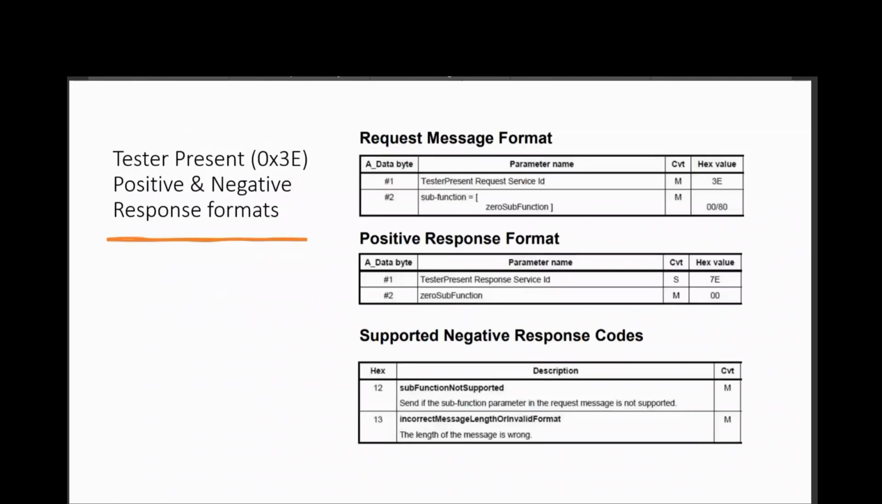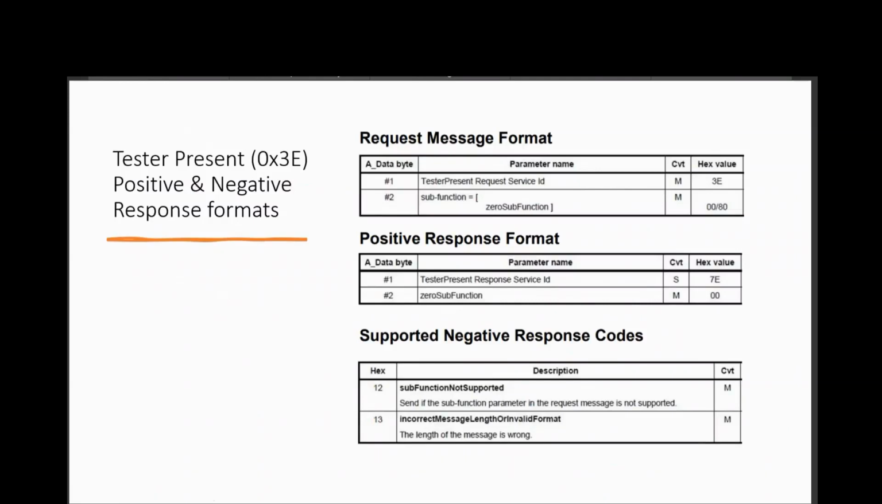If you see the frame format for the request, positive response and negative response, the service ID is 3E, followed by a sub function. As I told, mostly this will be sent continuously, like once in 4 seconds. Why? Because the timeout is 5 seconds. If you send it once every 4 seconds, the particular session will be held. So we will be sending this service periodically.